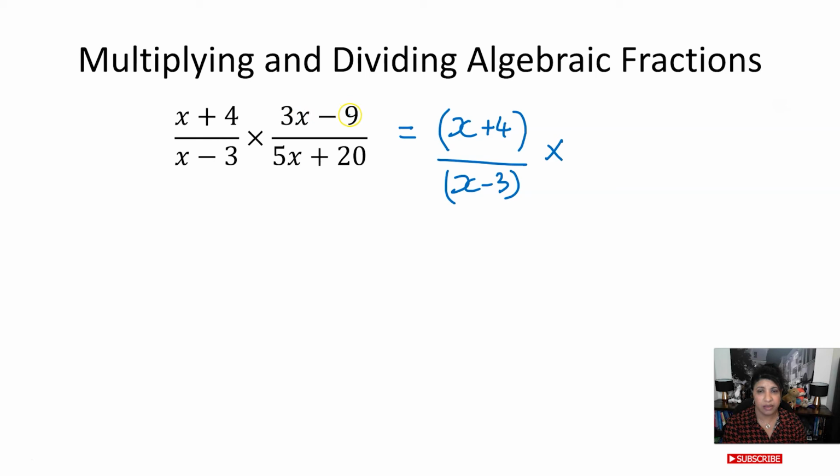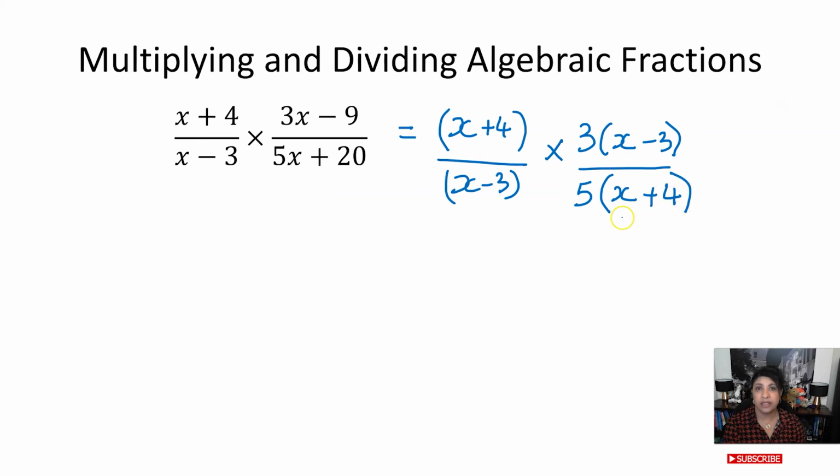3 and 9, 3 is common. So I will take 3 out and then I have x and then minus 3 here. That will give me 3x minus 9. And then the denominator, 5 and 20. 5 is common. So I can take the 5 out and have it here. And I have x inside plus 5 times 4 is 20. So I'll have a 4 here.